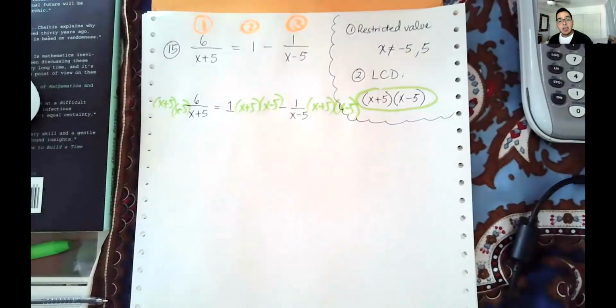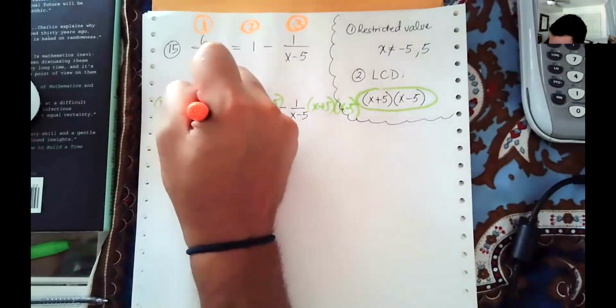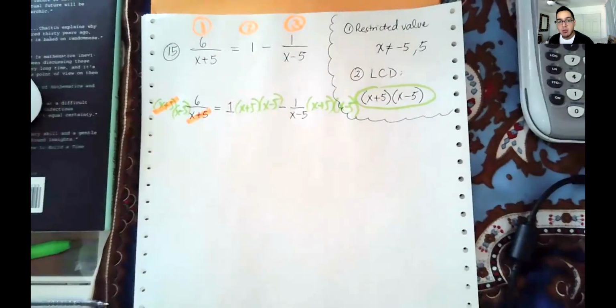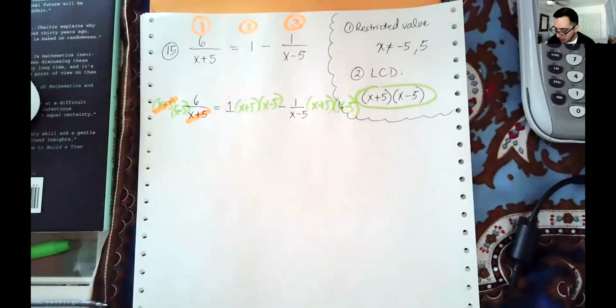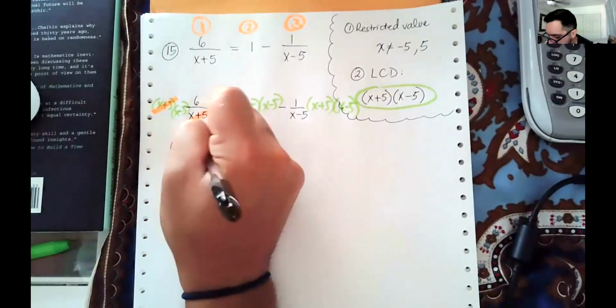But the takeaway here is that we're going to cancel out something, right? Like for this first term, we have x plus 5 in the denominator, and that will cancel out with the x plus 5 that we just multiplied in. So what you'll have left over is 6 times x minus 5.